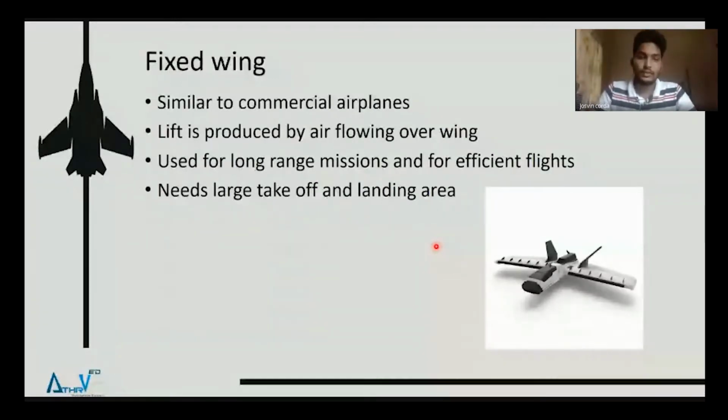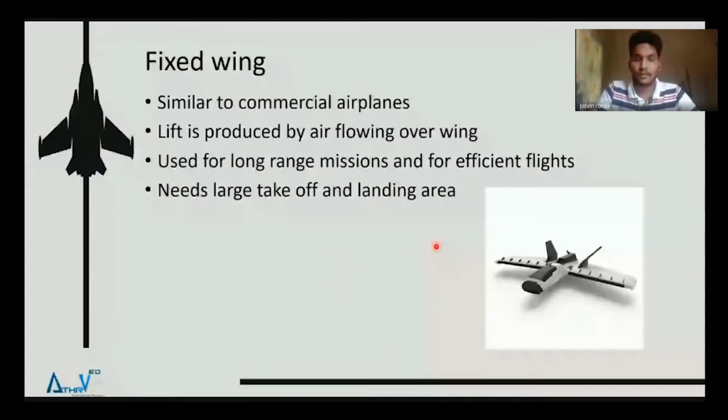In this, the principle is that air flowing over the wing produces lift, and this lift is used to carry up the aircraft. This is mainly used for long range missions and for efficient flights. By virtue of the wing, you can get a lot of flight time and you can reach far off distances. In such cases, we use fixed wings. The main drawback of fixed wing is that it needs a large takeoff area, like what we see in an airport. It's comparatively small, but we need a certain amount of takeoff area and also landing area. So this is very difficult to implement in space constrained regions.